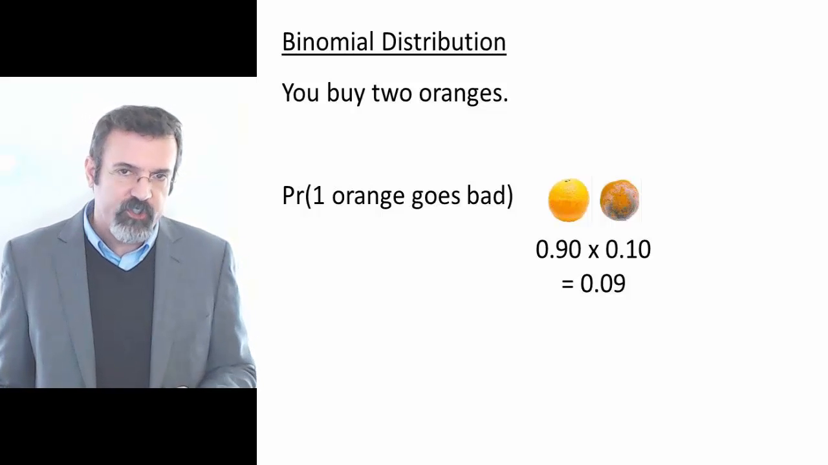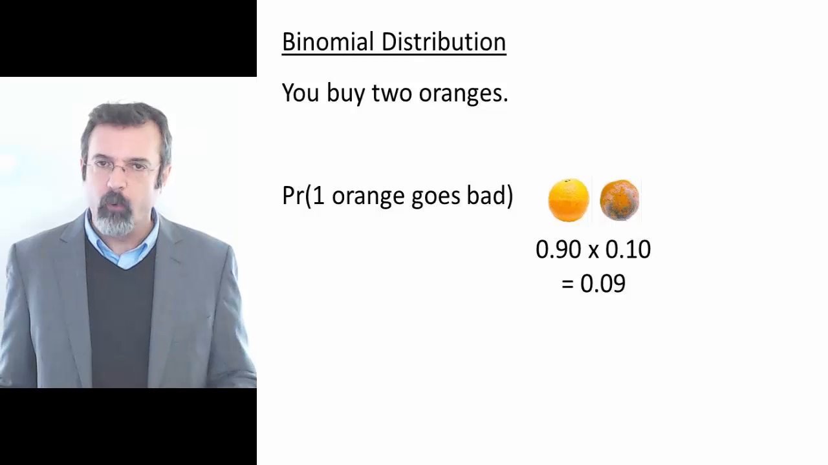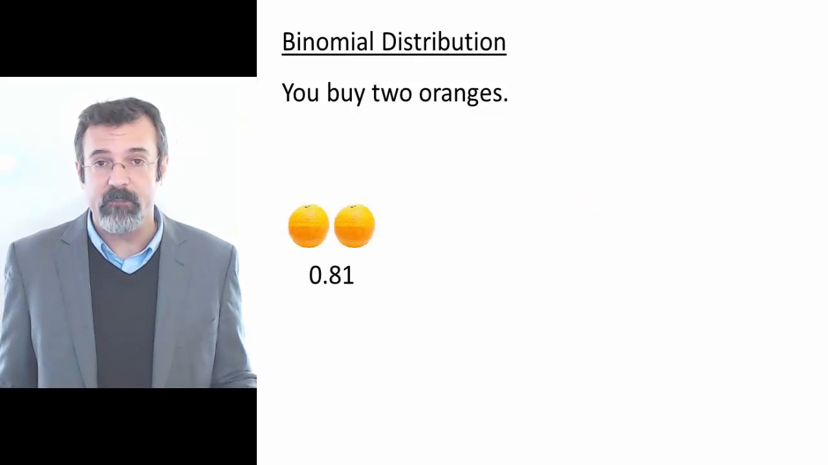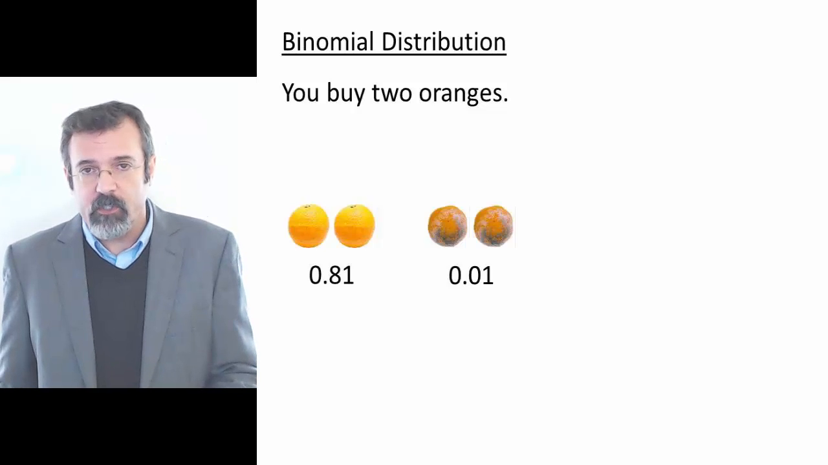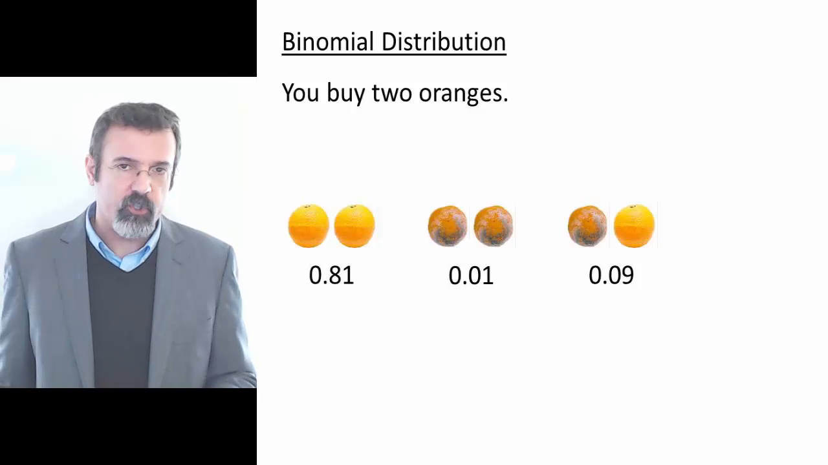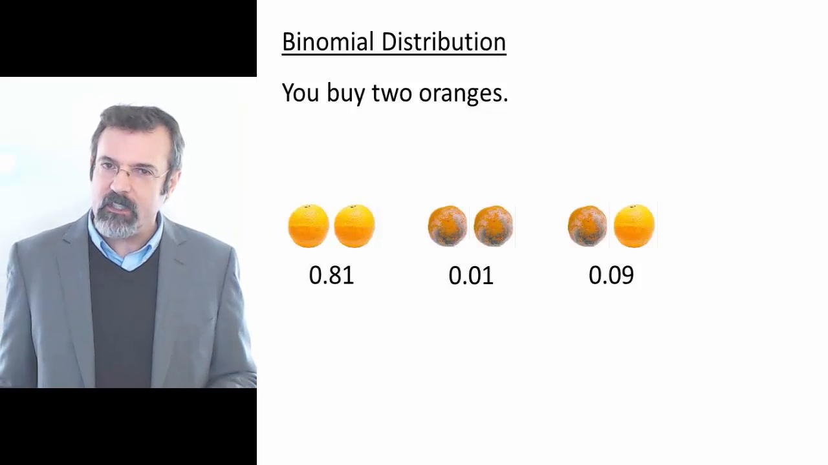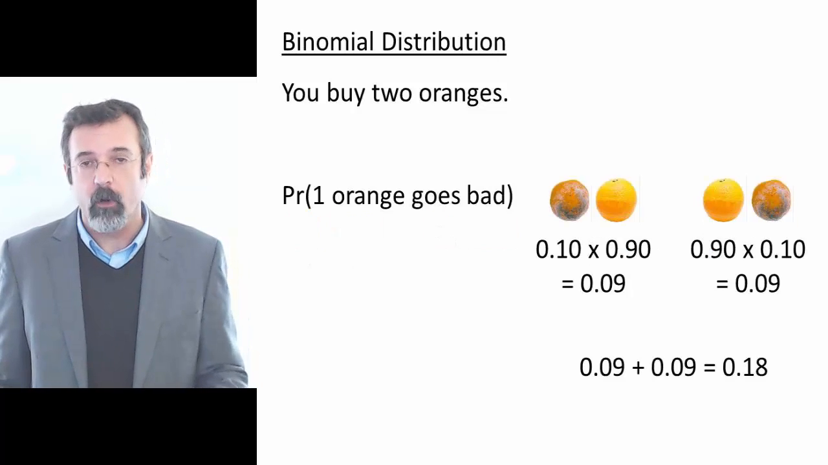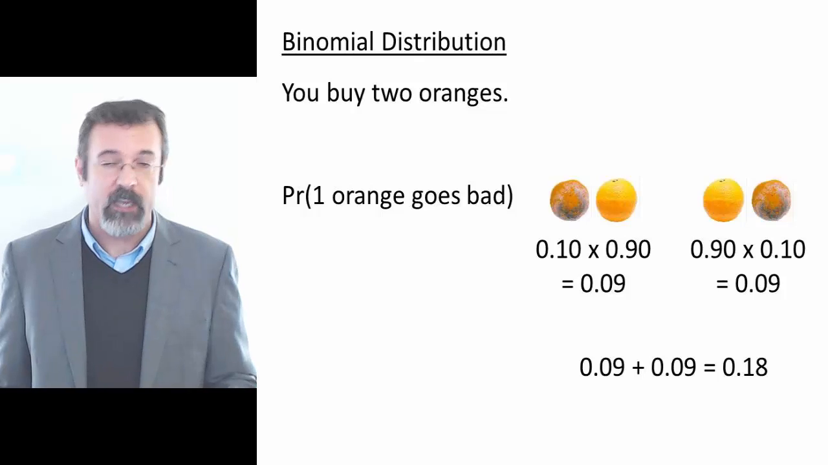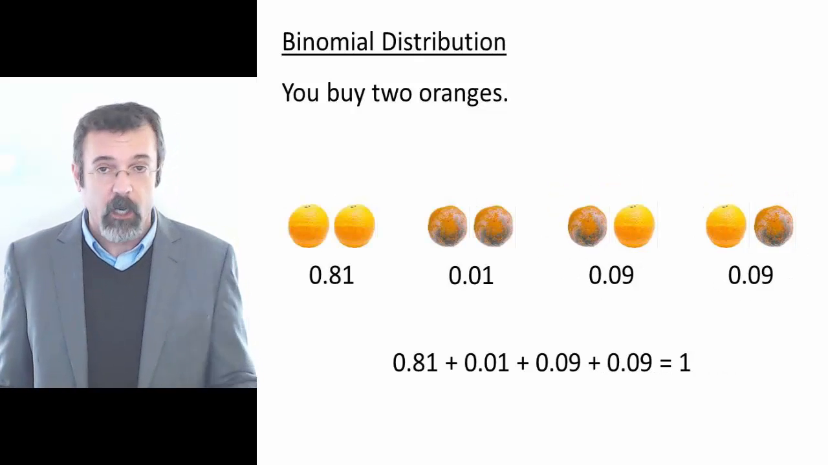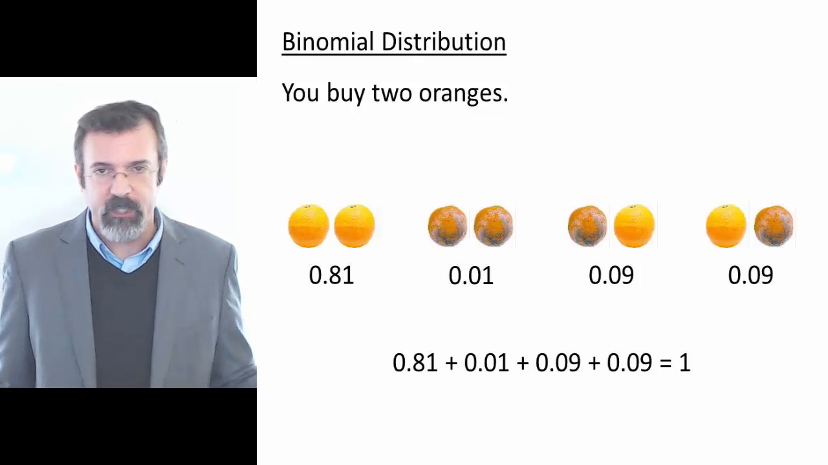So notice, with just 2 oranges, we have 4 possible outcomes. Neither orange could go bad. The probability of that is 81%. Both oranges could go bad. The probability of that is 1%. And only one orange could go bad. The probability of that is 9%, but there's 2 ways that could happen. So in total, the probability of one orange going bad is 18%. 81% plus 1% plus 9% plus 9% gives you 100%. That's all the possible outcomes.